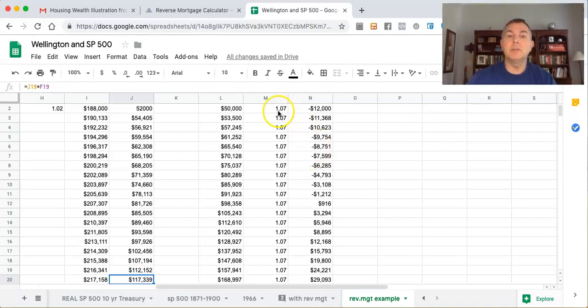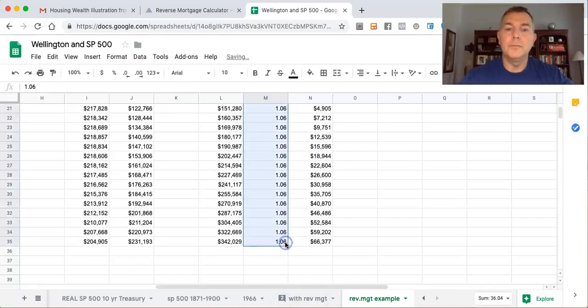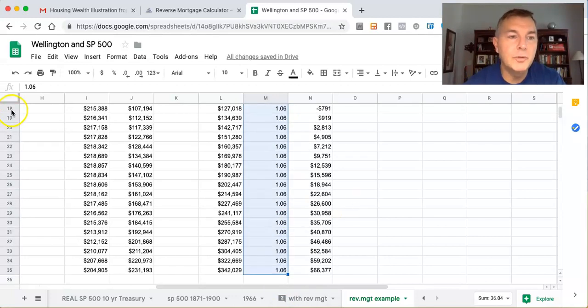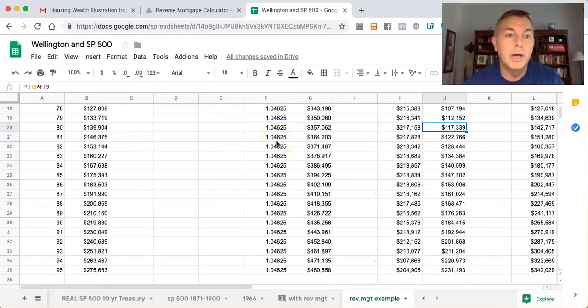So let's just say we only get 6%. What does it look like there? 1.06. By the time 20 comes around, I'm ahead by $2,813, and I still have a $117,000 line of credit there. So if I only got 6% in the markets, I'm still ahead after 18 years. Not by much, I grant you, but still I am ahead.